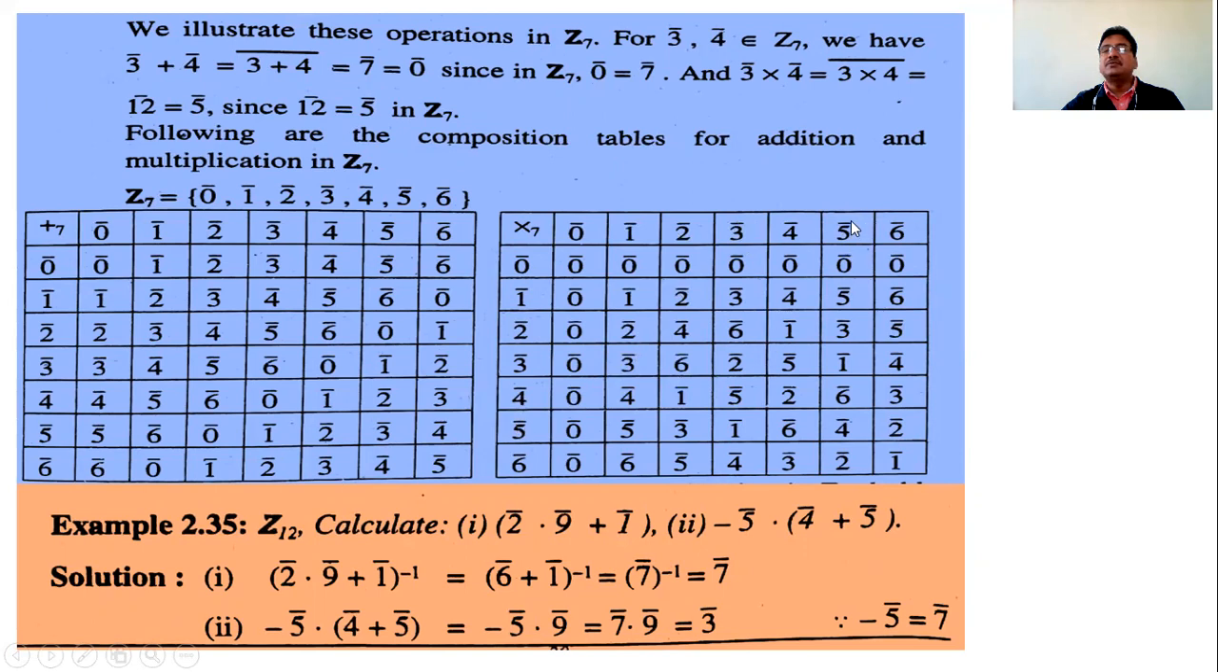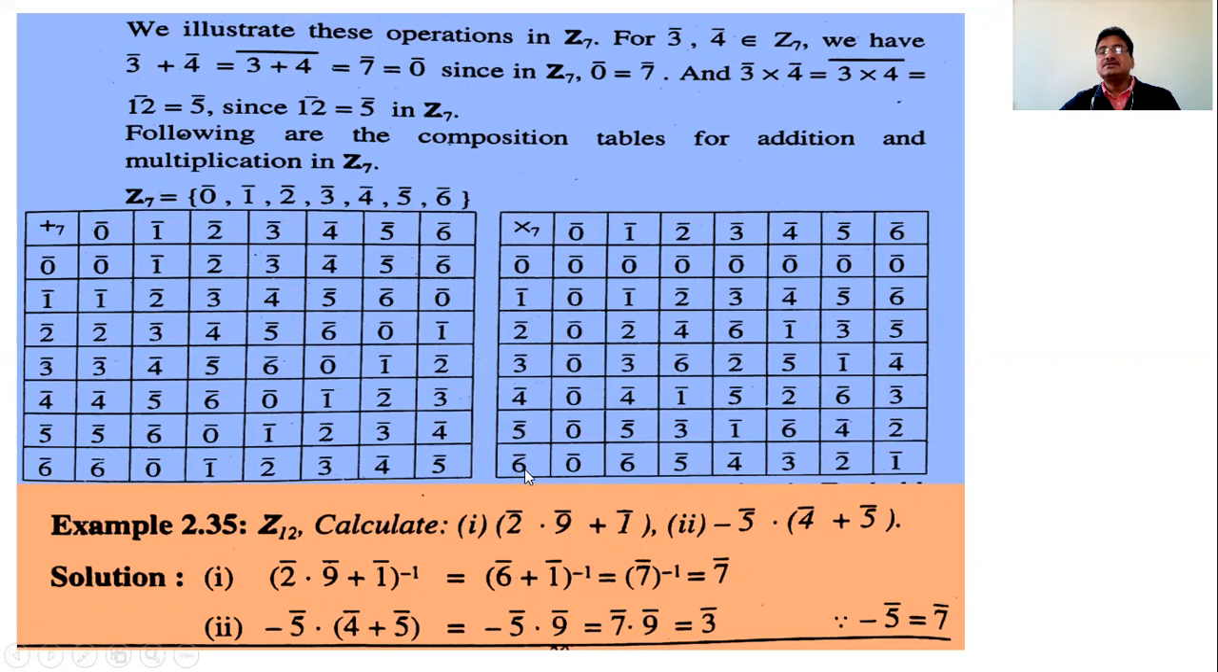Similarly, 5 bar into 5 bar at this place. So it's 25 bar, and if we divide 25 by 7, then what is the remainder? Remainder is 4. That is 7 threes are 21 and plus 4 means 4 is the remainder. 5 into 6 is what? 30 bar. If you divide 30 by 7, then what is the quotient? 4 is the quotient. That is 7 fours are 28 plus 2 is 30. So 5 into 6 bar, that is 30 bar, is 2 bar.